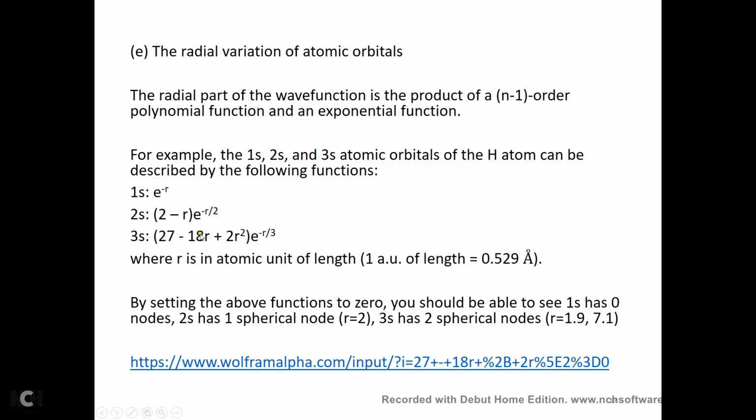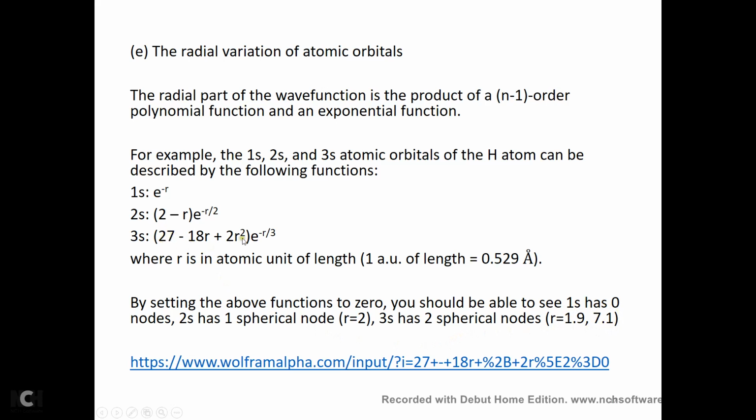This one, we just solve this second order equation. We get 2 roots, or 2 solutions. r can be 1.9 or 7.1. When that's the case, we have 2 spherical surfaces. One has a radius of 1.9 atomic units, the other 7.1 atomic units.